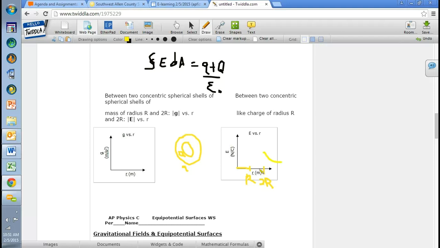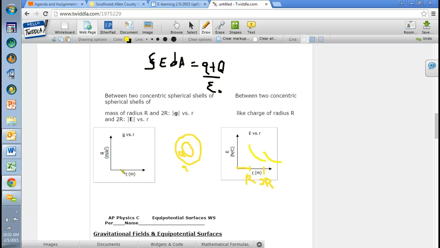What about in between R and 2R? So you're in this region right here. What kind of relationship would that be? Type it in. What kind of relationship? Inverse square again, right? So maybe something like that. Okay. Any questions about that?